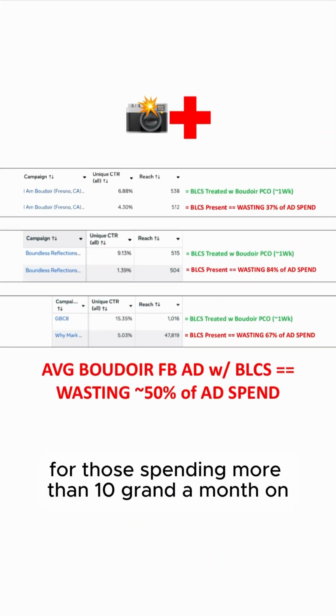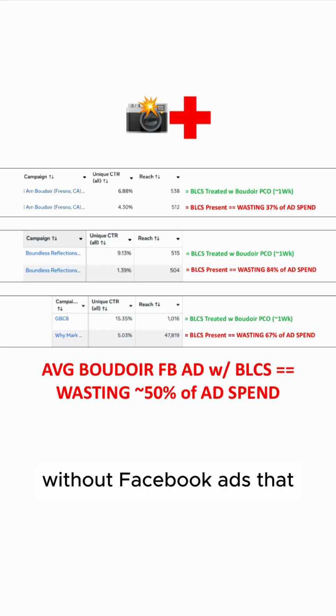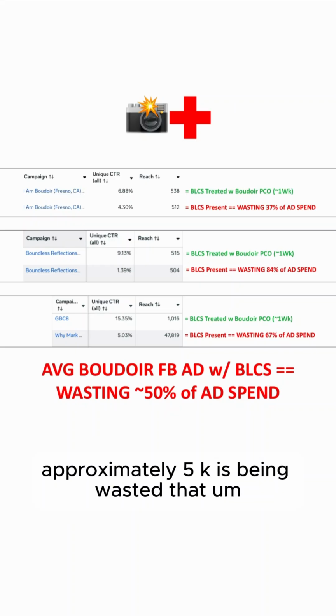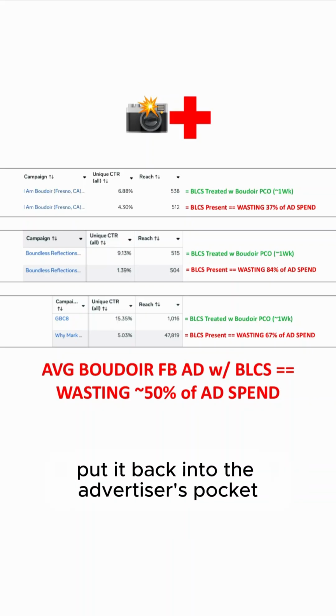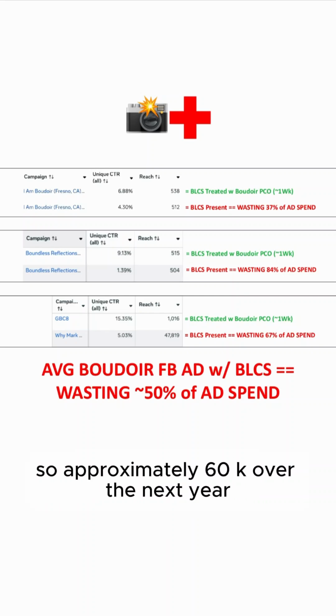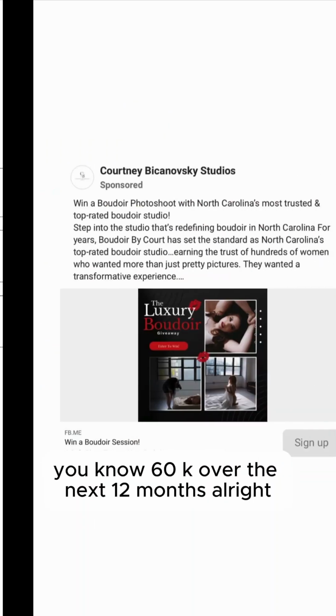Which means for those spending more than 10 grand a month on Boudoir Facebook ads, approximately 5K is being wasted. That Boudoir Pico can eliminate approximately that amount, put it back into the advertiser's pocket every single month. So approximately 60K over the next year, over the next 12 months.